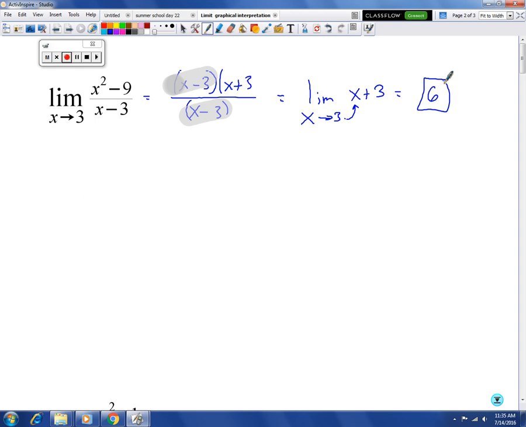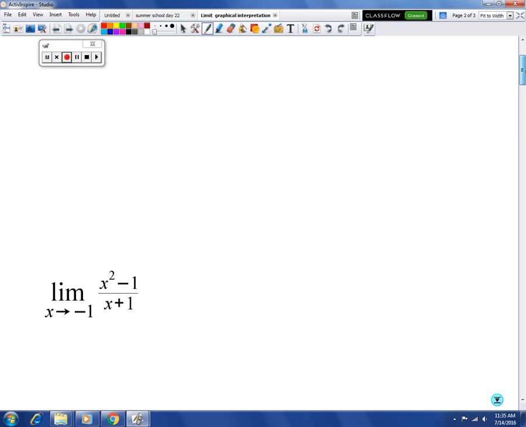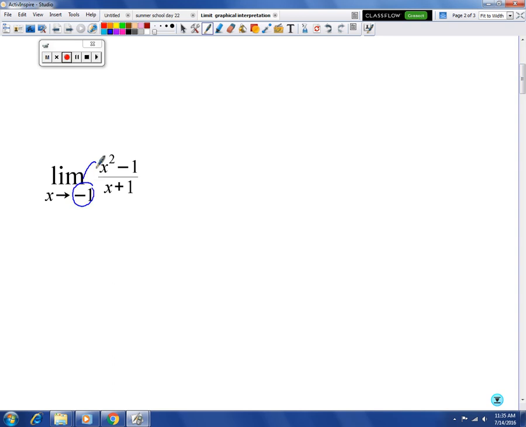Let's try another one. Here's another one. If we take the time to substitute the negative 1 into x squared, the negative 1 squared is actually a positive 1. Positive 1 minus 1 is 0. We have a 0 in the numerator. And the negative 1 plus the 1 in the denominator make another 0. So we have to do some algebra to this.